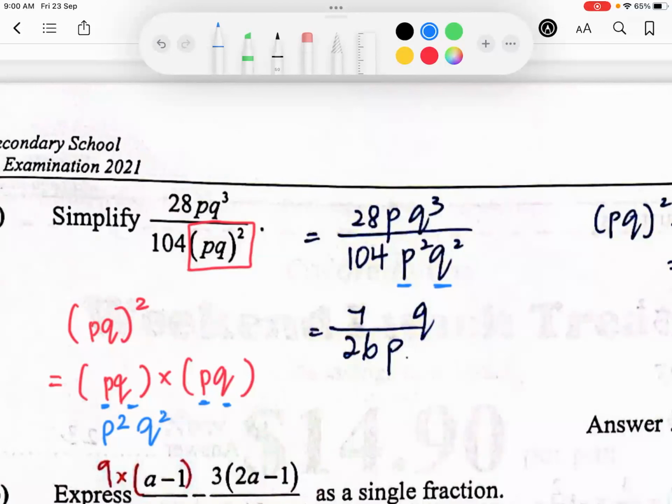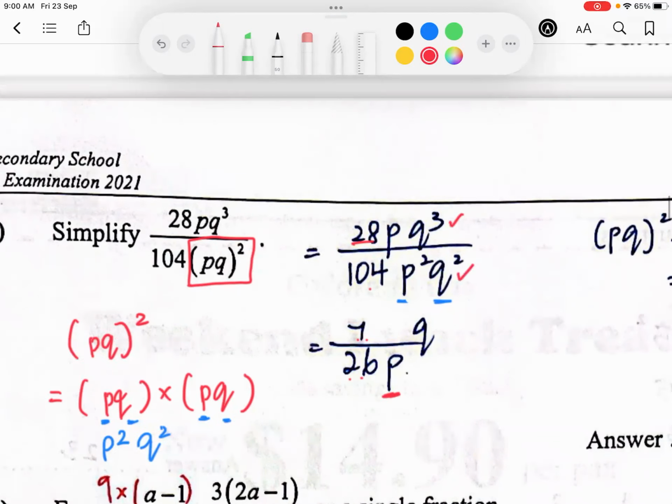So 28 and 104, use the calculator, you get this. Then we check P and P square. Which one has more power? P square has more. After I cancel away, there will be P left in the numerator or denominator? The denominator. Next one, Q cube and Q square.